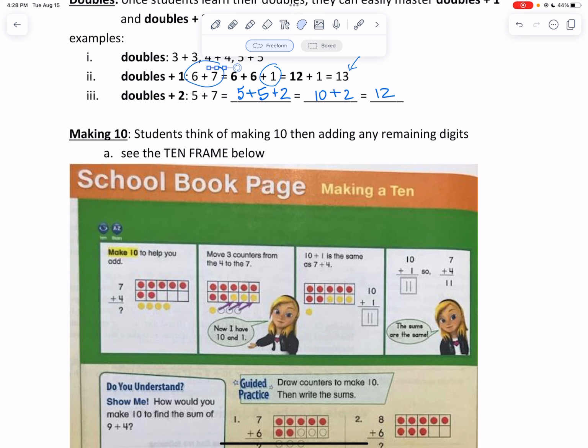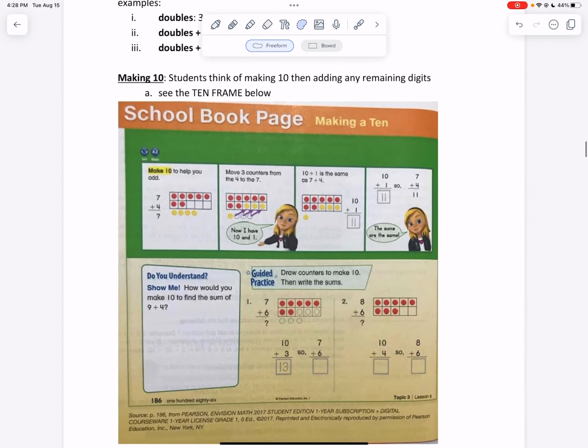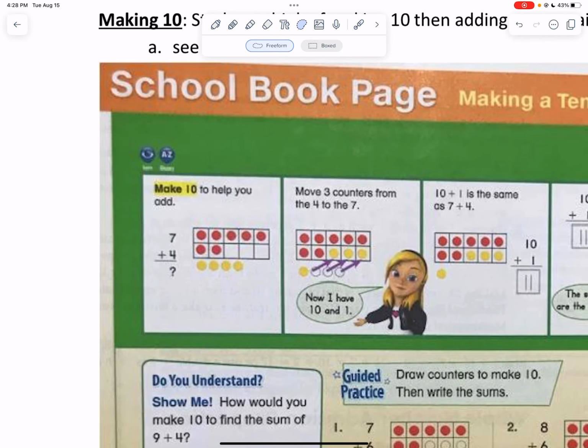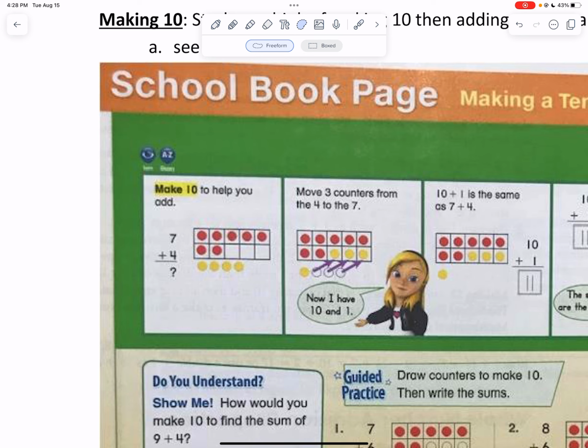Okay, so we're going to work with a 10 frame, and this is out of a textbook. Notice this is out of Pearson, down here at the bottom. This is first grade, okay? So they're adding some numbers together. They're going to try and make 10. So they say 7 plus 4.